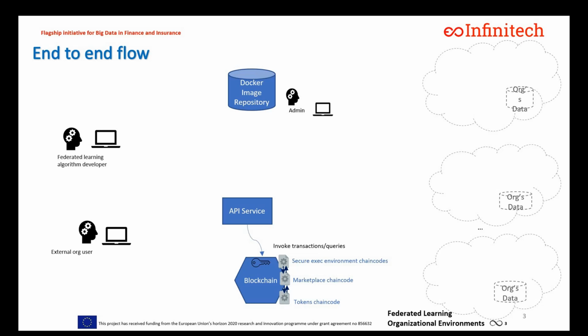Let's go over the steps of the scenario. First, the algorithm developer builds a Docker image for the federated learning algorithm. The developer publishes the image to a Docker image repository. Then he registers the image metadata on chain, interacting with the blockchain platform through API services client.